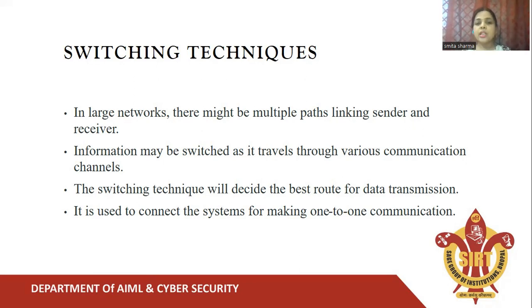In a network, we will have multiple paths or multiple links that connect the sender and the receiver, and they are basically used for one-to-one communication. As we all know, in computer networking we have one to many, many to many, and many to one. But when we talk about switching technique, it basically concentrates on one-to-one communication.